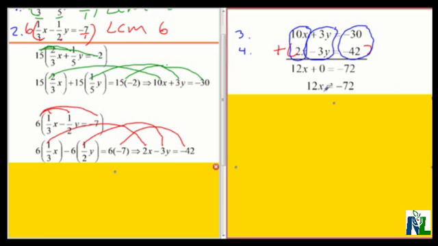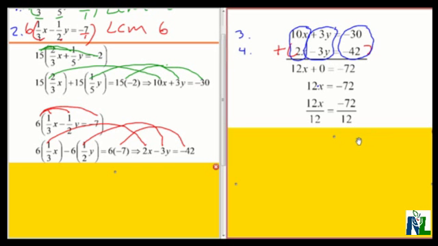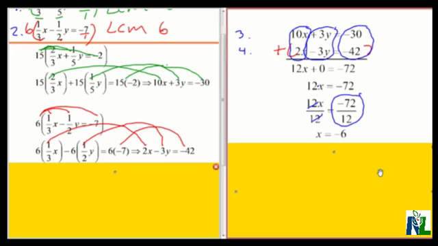To get x by itself, because this means 12 times x, I'm going to divide the left-hand side by 12. But if I divide the left-hand side by 12, I must also divide the right-hand side by 12. 12 divided by 12 is 1, and 1 times x is just x on the left-hand side. -72 divided by 12 is -6. So I get x equals -6.